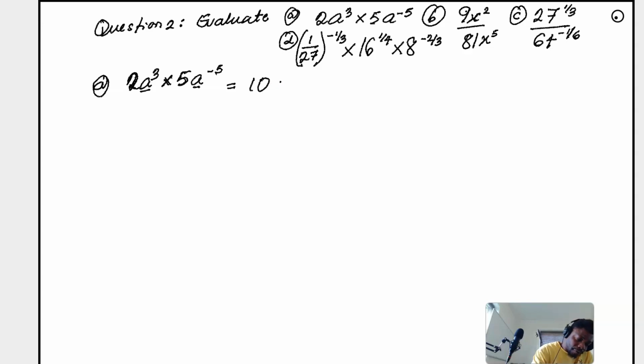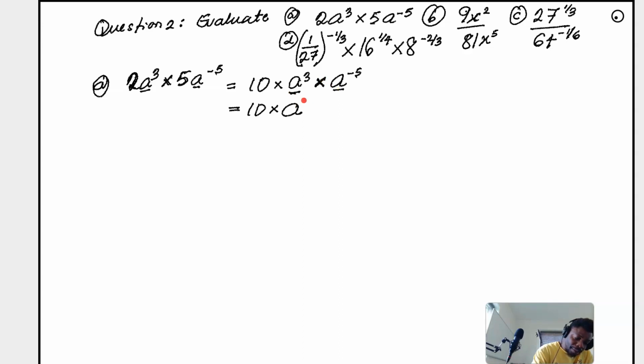Then we have times a raised to 3 times a raised to minus 5. So 10 times, remember, these are the same bases and you are multiplying. So if you are having the same bases, you write one of the base.